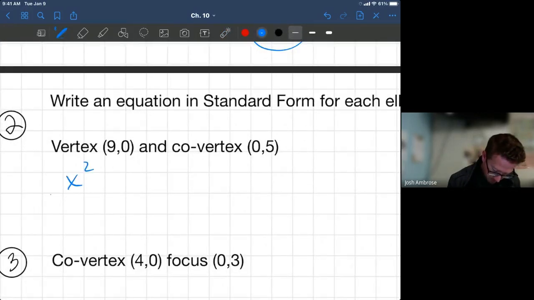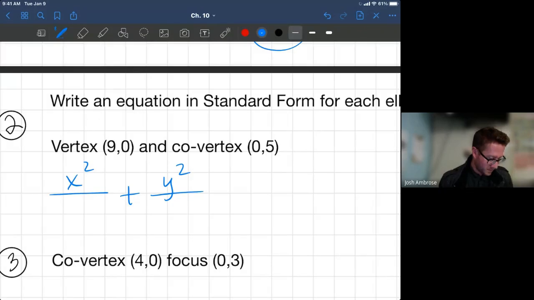X squared over something we'll figure out, plus y squared, again, over something we're going to be figuring out, equals 1. That's all given as a part of the equation once we figure out, great, we're using horizontal. Now we got to go one step further. And again, look at that chart.